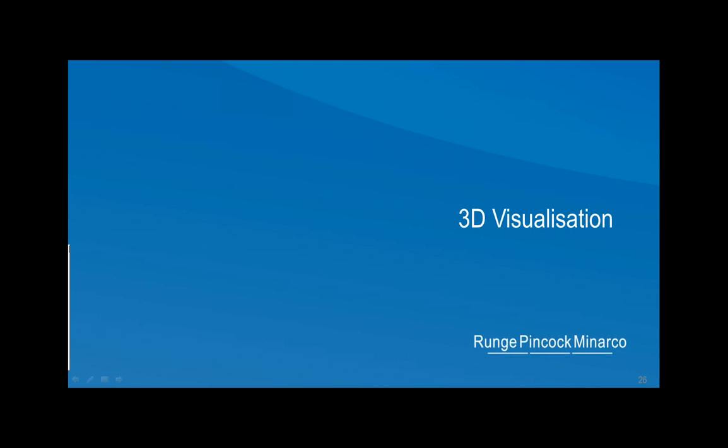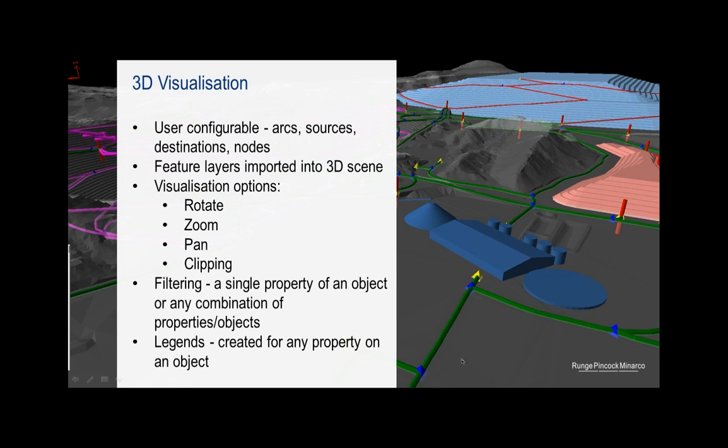3D visualization. So this is a really nice aspect of HAULNET. It allows some very good 3D visualization of the entire mine. Again, it's completely user configurable, so you can make the arcs, the sources, destinations, and nodes look any which way you'd like. You can import feature layers to create a true 3D scene. So this is just an import feature layer from your design package. So it can come in as either a DXF or at the moment a Vulkan 00T file.